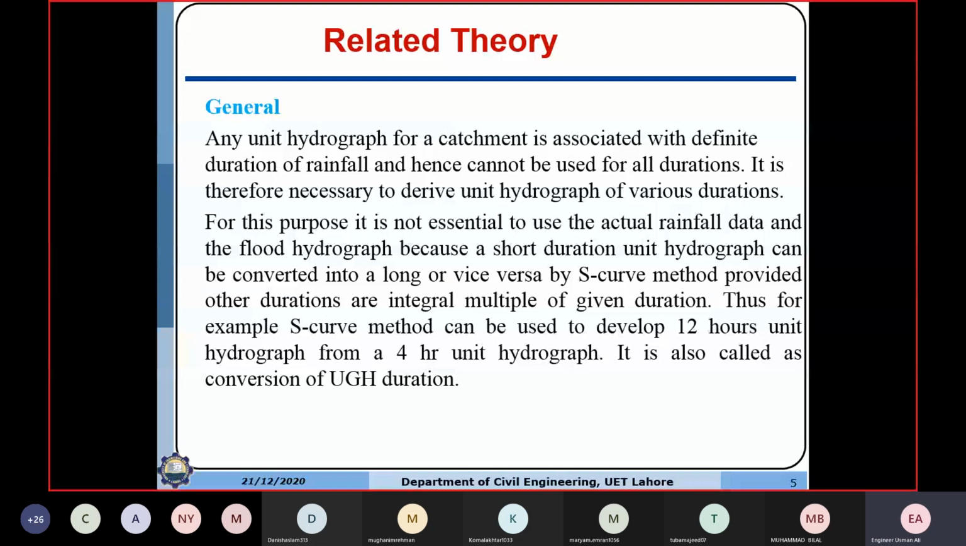For this purpose, it is not essential to use the actual rainfall data and the flood hydrograph, because a short duration unit hydrograph can be converted into a long duration hydrograph, or a long duration hydrograph can be converted to a short duration hydrograph by S curve. So the S curve can be used to develop, for example, a 12-hour unit hydrograph from a 4-hour unit hydrograph, and also we can develop the 4-hour unit hydrograph from the 12-hour unit hydrograph. Both can be done. It is called the conversion of unit hydrograph duration.